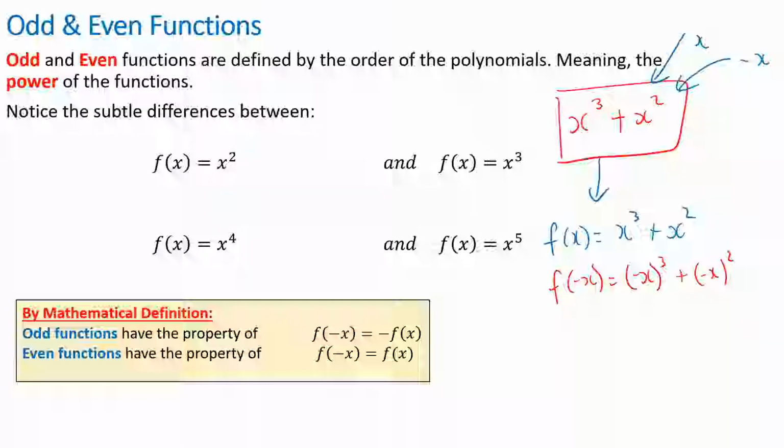Negative x cubed minus x squared. Very good. This would be negative x cubed. That's still plus, and the squaring of a negative becomes positive, so this is plus x squared. Now here's the first question.